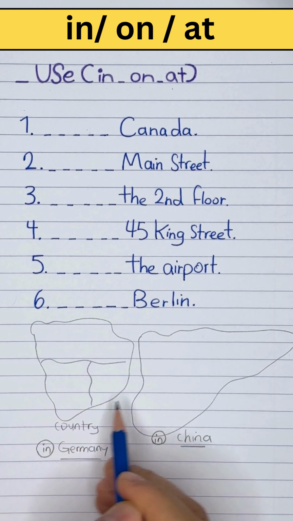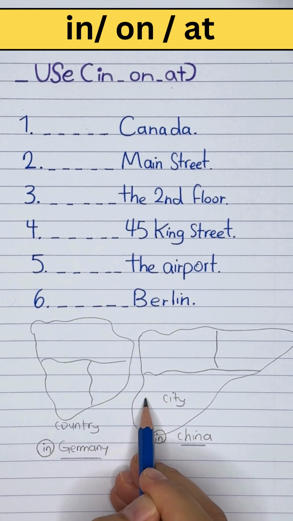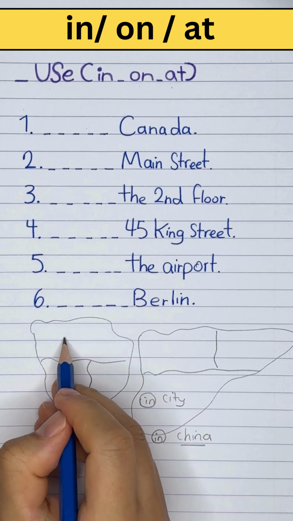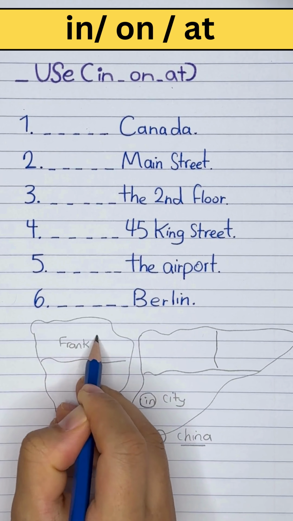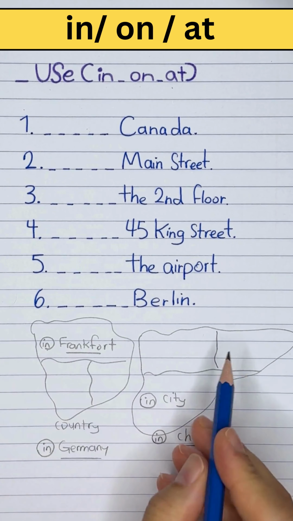And moreover, we have different cities in a country, yeah? So with cities, we always have to use in. For example, Frankfurt. Frankfurt is a city, so we have to use in with it: in Frankfurt.